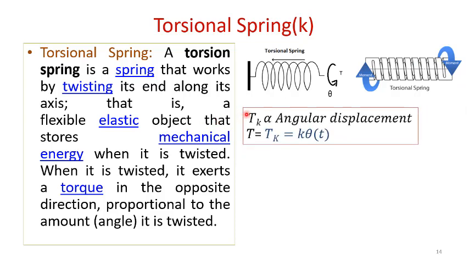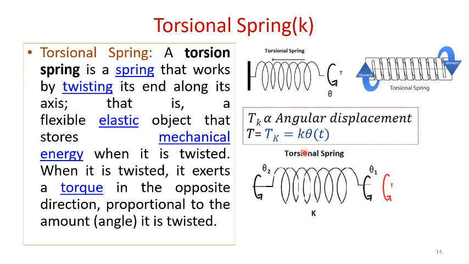So the restoring torque Tk is directly proportional to angular displacement, which can be given as T equal to applied torque, that is equal to restoring torque Tk, that is equal to K into theta, where K is the spring stiffness constant, and this spring stiffness constant depends on the type of the material. For different types of material, there will be different spring stiffness.